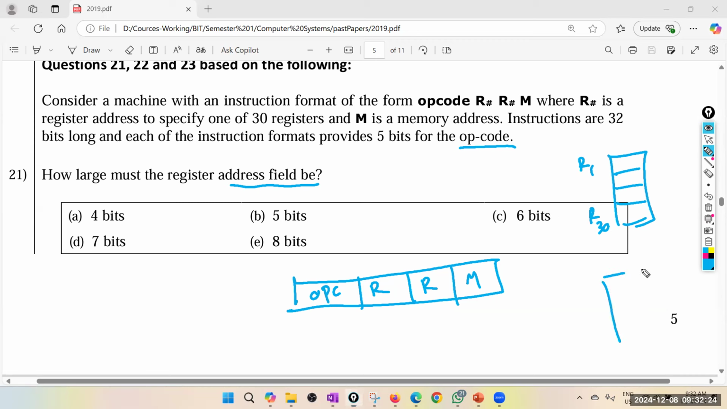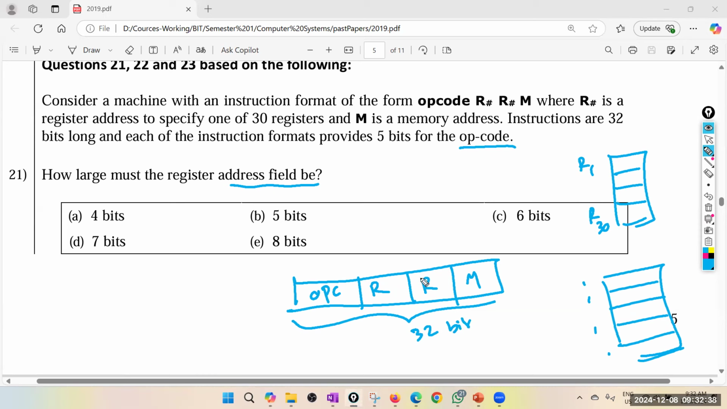And of course we have the memory, which will be huge. Instructions are 32 bits long, so this instruction is 32 bits long. I ask you to visualize it, put it into your own world, which should be pictorial because you are human. Each instruction format provides 5 bits for the opcode, so 5 bits are for the operation code. The rest of the bits are for the registers and memory.